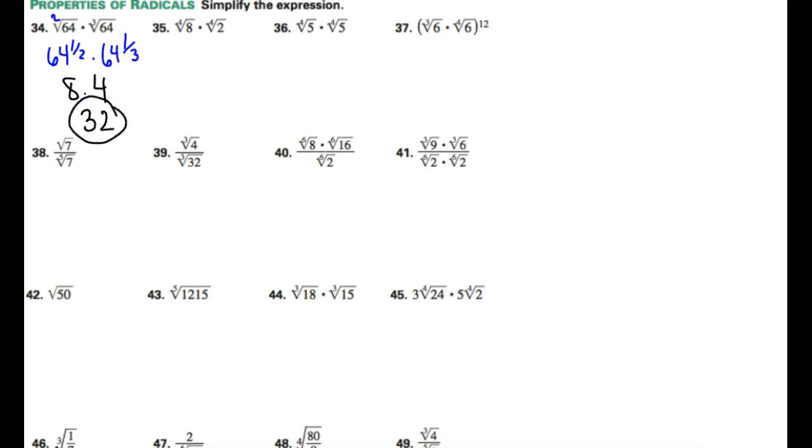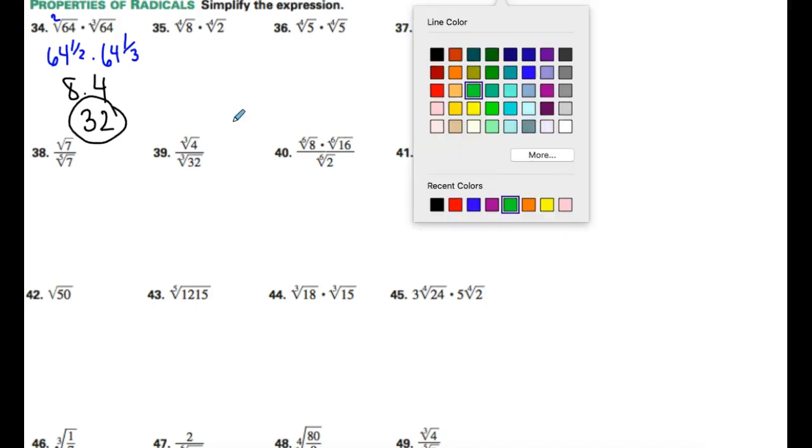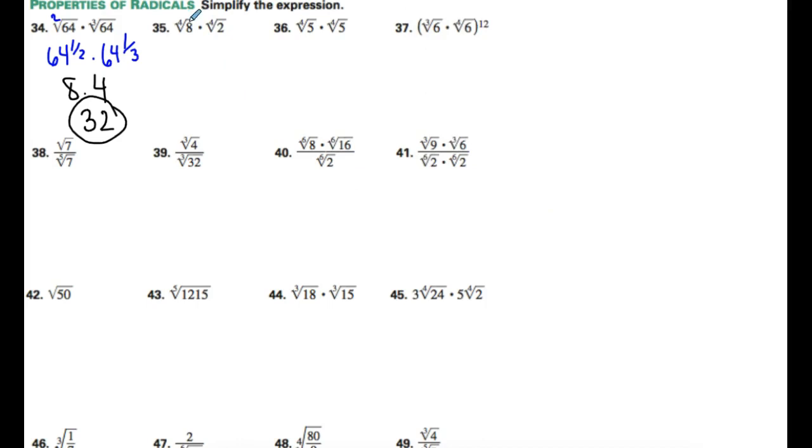Okay, looking at number 35. So I see that I have the 4th root of 8 and the 4th root of 2. I notice that they're the same root, so that's what I'm going to go with because I don't know the 4th root of either of them. So I have 8 to the 1/4 power times 2 to the 1/4 power.